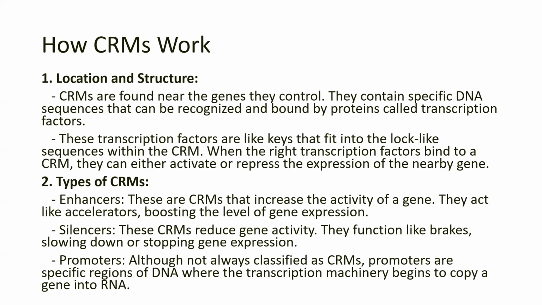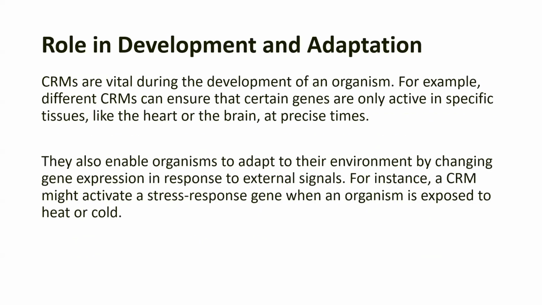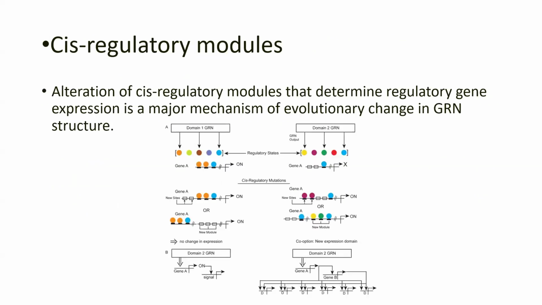We've already talked about these, but they've been studied, and you're going to run into them if you go into the literature. Their role in development and adaptation is very important to make sure that certain genes are only active in certain tissues. That's controlled by methylation patterns. They also enable organisms to adapt to their environment by changing gene expression in response to external signals, so those that adapt survive, and those that don't do not. For instance, a CRM might activate a stress response gene when an organism is exposed to heat or cold. And if they don't activate that stress response gene, they're not likely to make it.